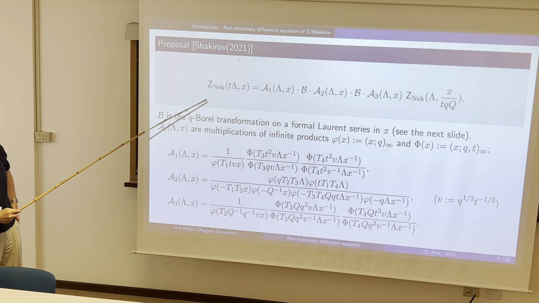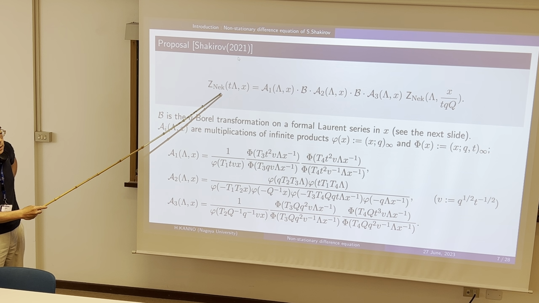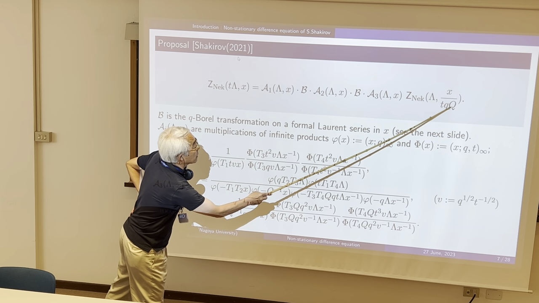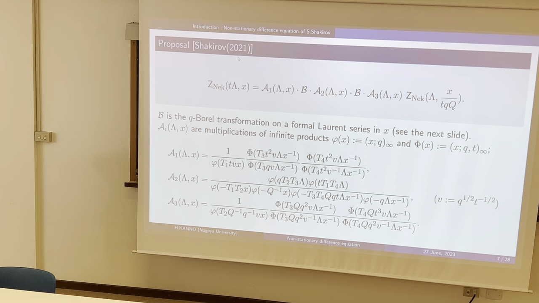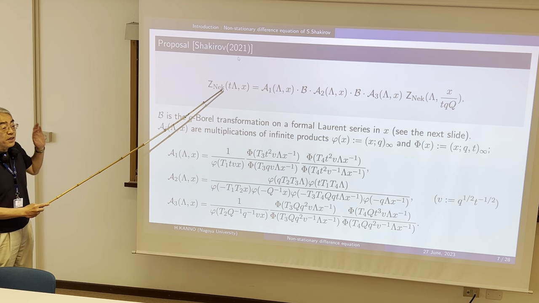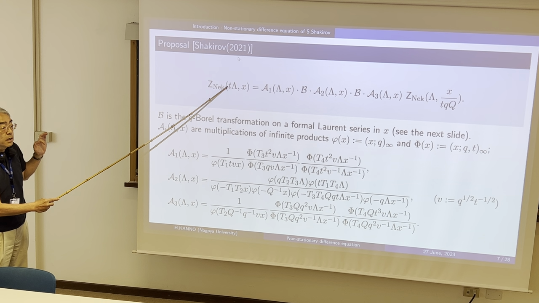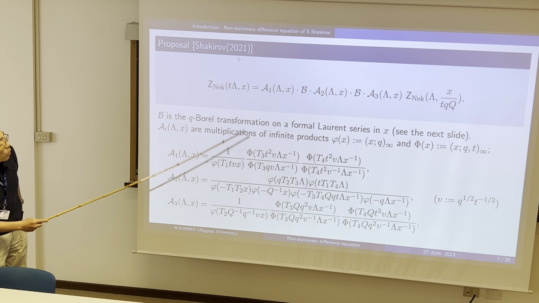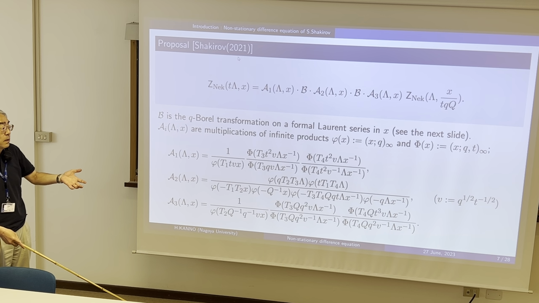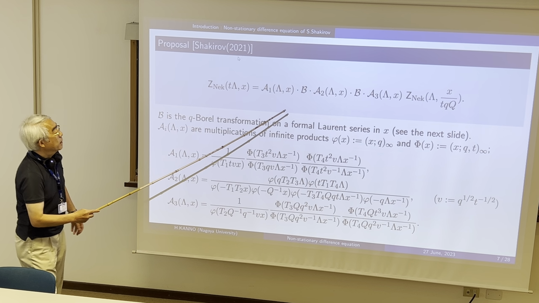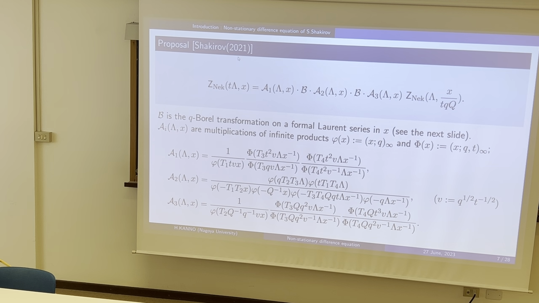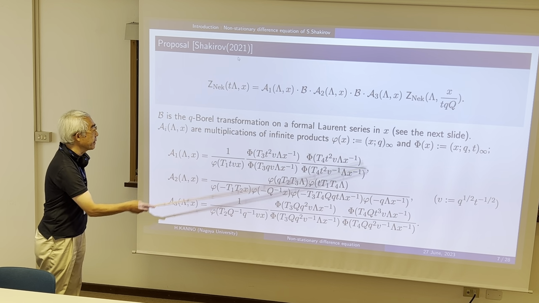So Z Nekrasov is the five-dimensional Nekrasov partition function. We have two expansion parameters, lambda and x. So there is a T shift of lambda, and here is another shift in x. As I emphasized, T and Q play distinct roles. T here is a shift parameter, and maybe Q is some quantization parameter. And here B is the so-called q-Borel transformation on a formal Laurent series in x. I will show you the definition in the next slide.